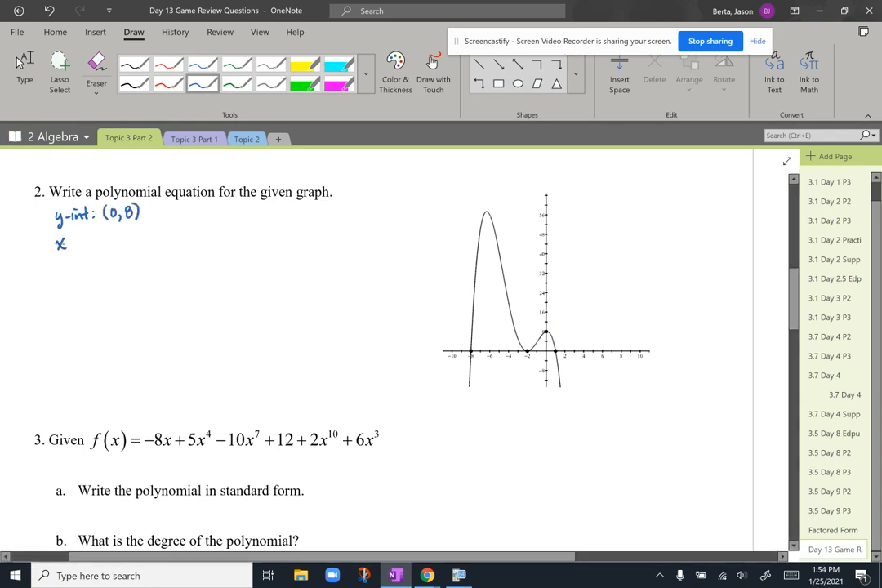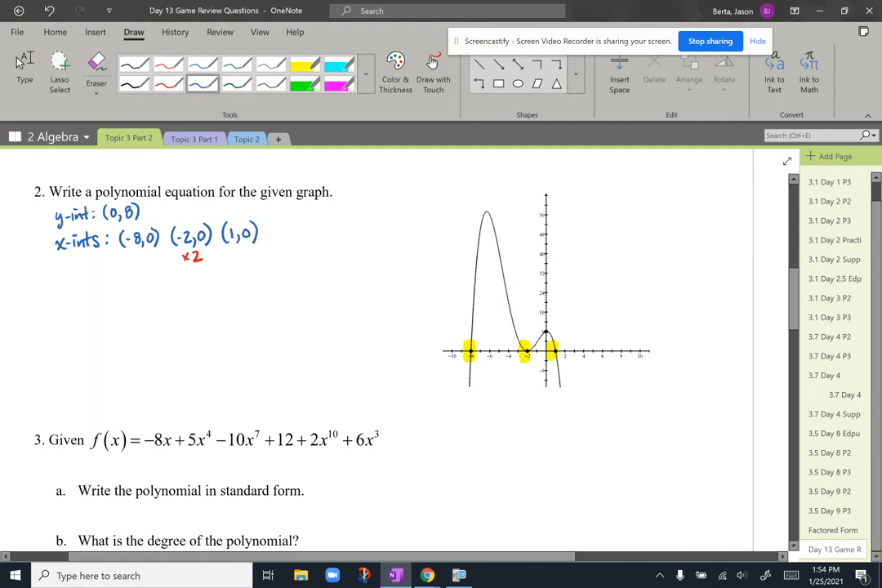And then I can identify the x-intercepts. There's 3 of them. Looks like x equals -8. So that is at -8, 0. It looks like there's another 0 at -2, 0. And that one actually is a turning point, so I know its multiplicity is double. And then the third one is at 1.